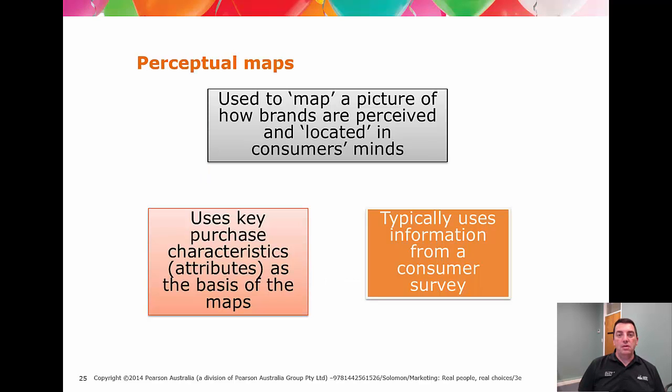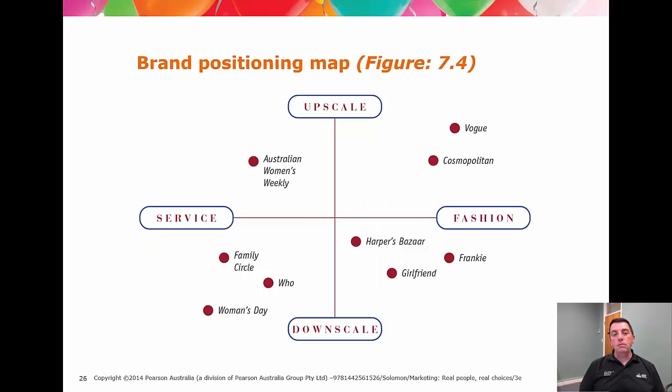So to help us with this whole process, and this is one you may want to do for your major assignment. In fact, the better assignments usually do this, is you use a map or a picture of how brands might be perceived or located in consumers' minds based on the key heuristics or decision rules they may have for that product or brand. So let's look at an example here.